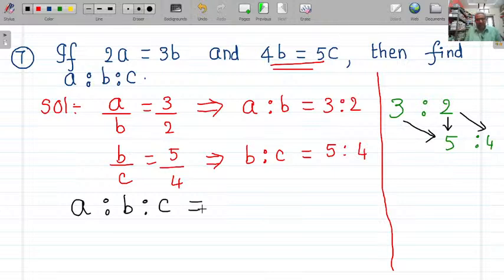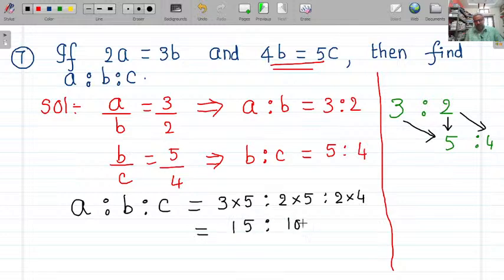So what is our answer? That is, we can write 3 times 5. Okay, 2 times 5 is to 2 times 4. So this is 15 is to 10, 2 5s are 10, 2 4s are 8. Clear? I hope it's very clear to you.